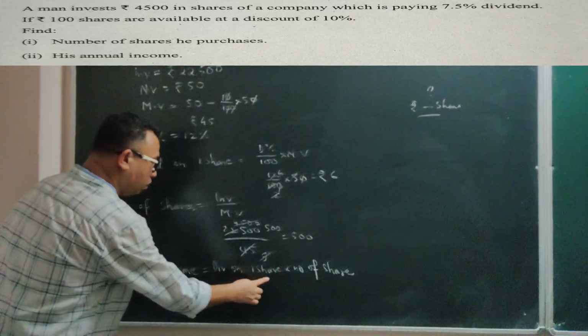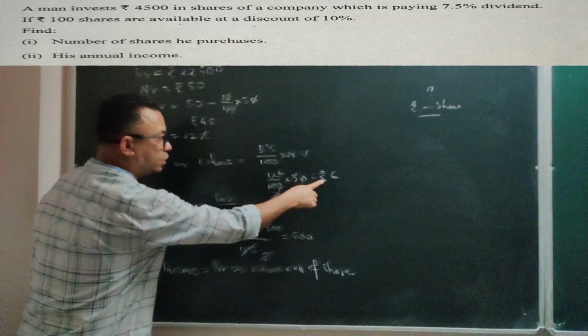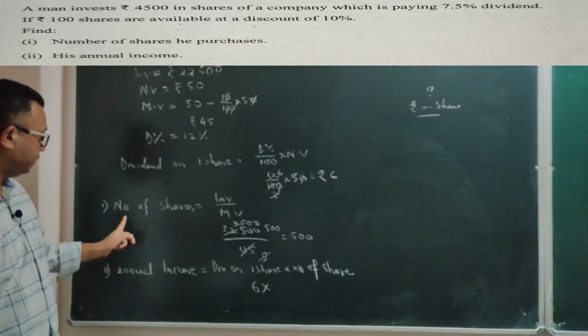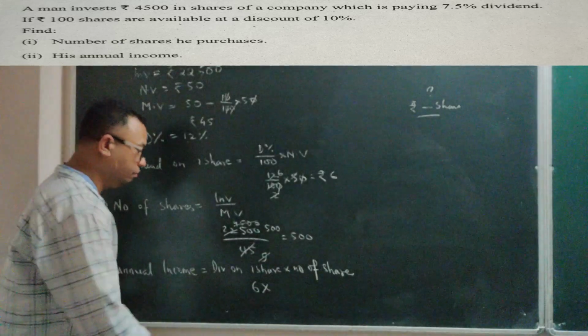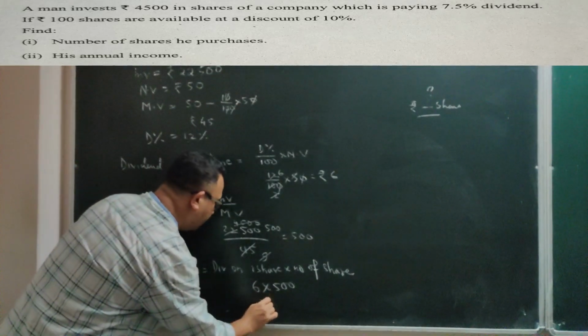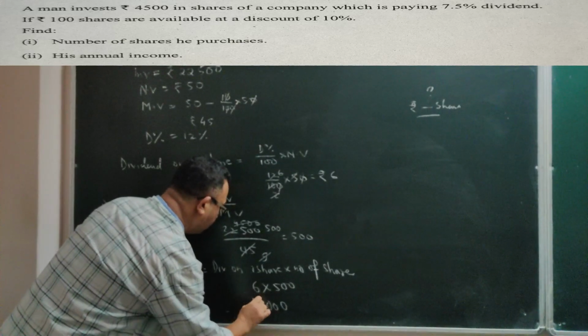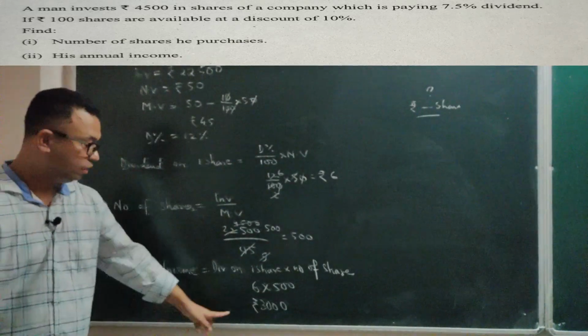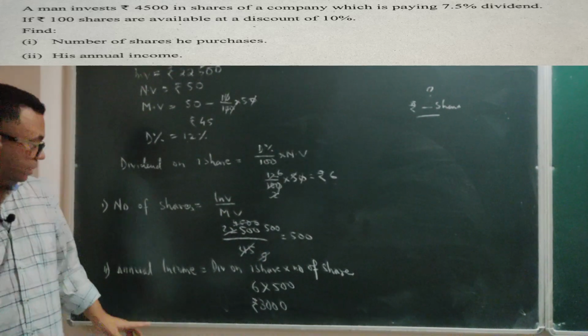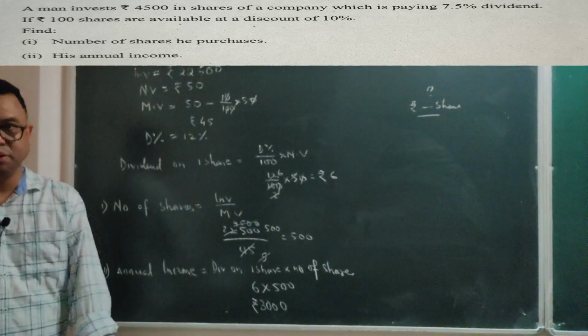Dividend on one share I have already calculated. Dividend on one share is 6 rupees. So 6 rupees into number of shares. Just now we calculated number of shares, 500. If I multiply this, there you are, 6 into 5, 30, 0. That means the company is giving 3,000 rupees as the annual income for this particular person. This is question number 2 in our question paper.